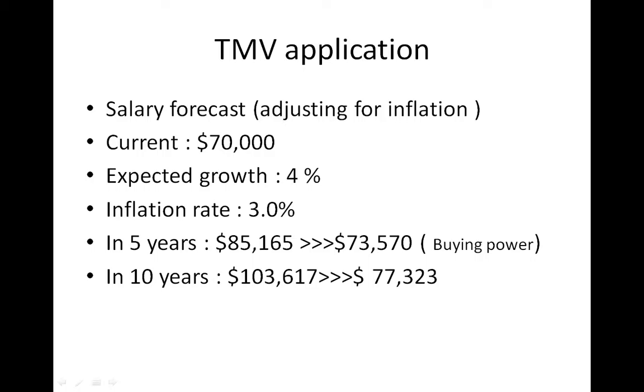So even though the salary at that time will be $85,165, it will feel like you have $73,570. Why? Because of the inflation, your buying power will be less. Similarly, in the 10 years, the salary will be $103,617, but the buying power would be $77,323. So let's see how we do this in an Excel.